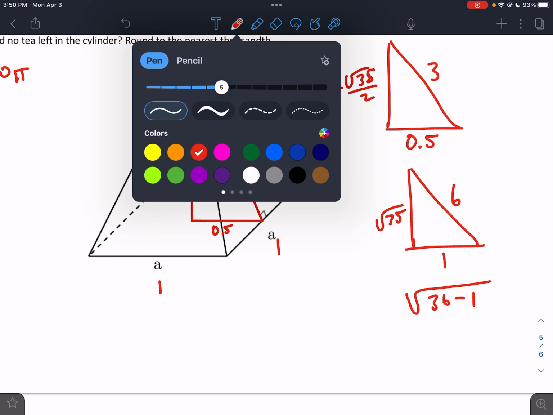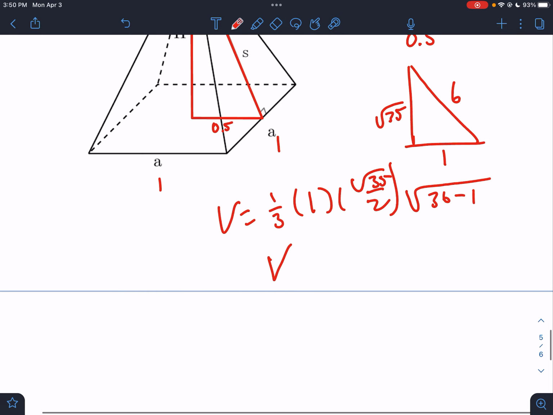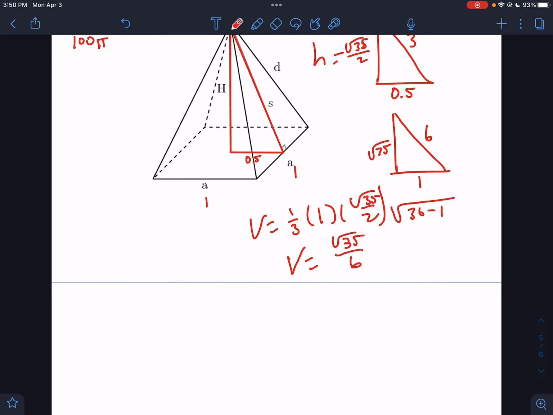So what is the volume of the pyramid? 1/3, not pi, 1/3 times the area of the base. Well, 1 times 1 is 1, times the height, root 35 over 2. So that volume would be root 35 over 6.